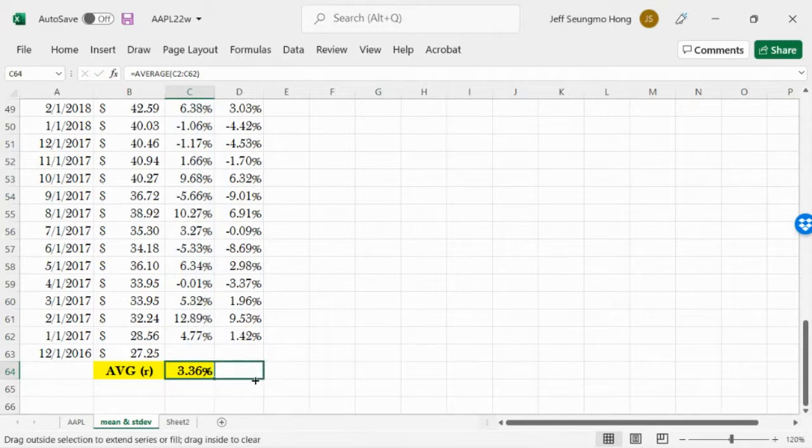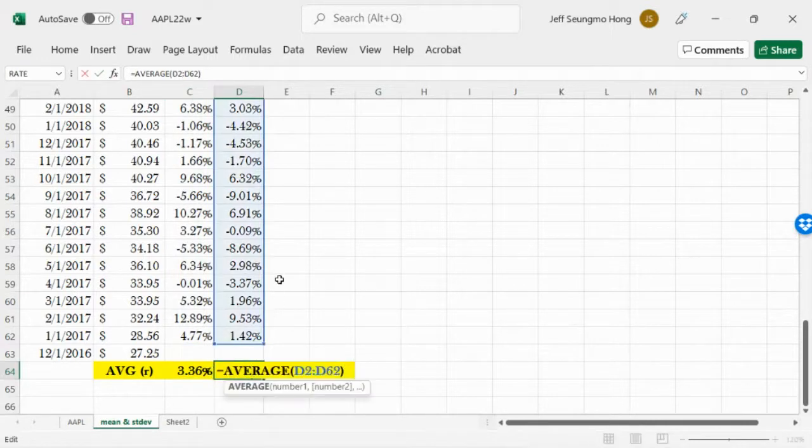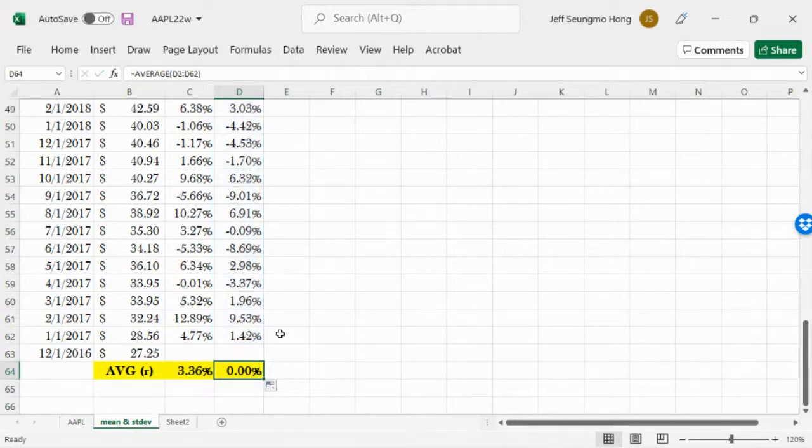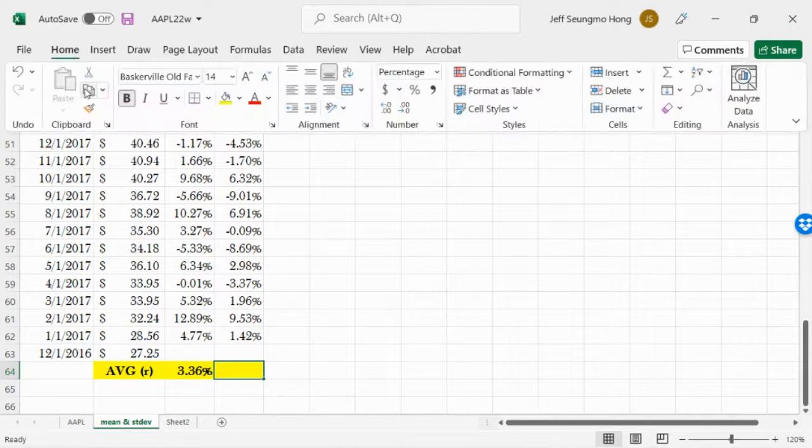If I drag it to the right, the formula is copied. But if I take the mean of the deviations, it will be zero. Why? Because all the deviations from the mean, half of them are positive, half of them are negative.